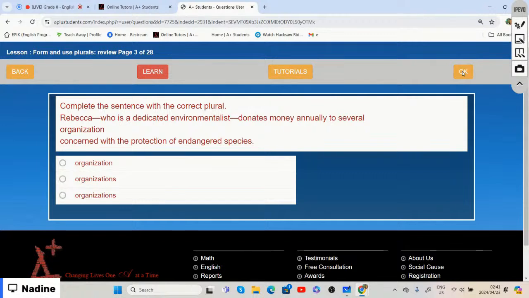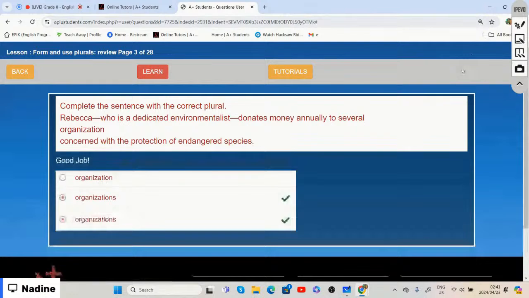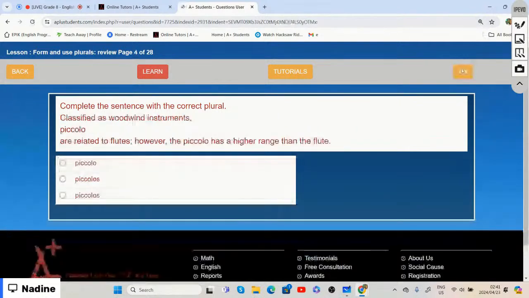All right. And we will say several organizations, which is two and three, right? Yes, two and three. So well done. Two and three is correct. Organizations.